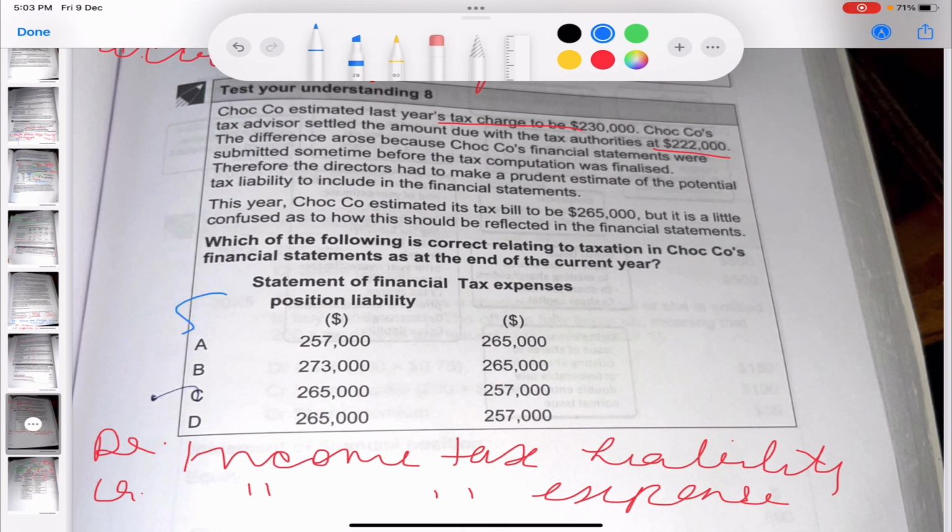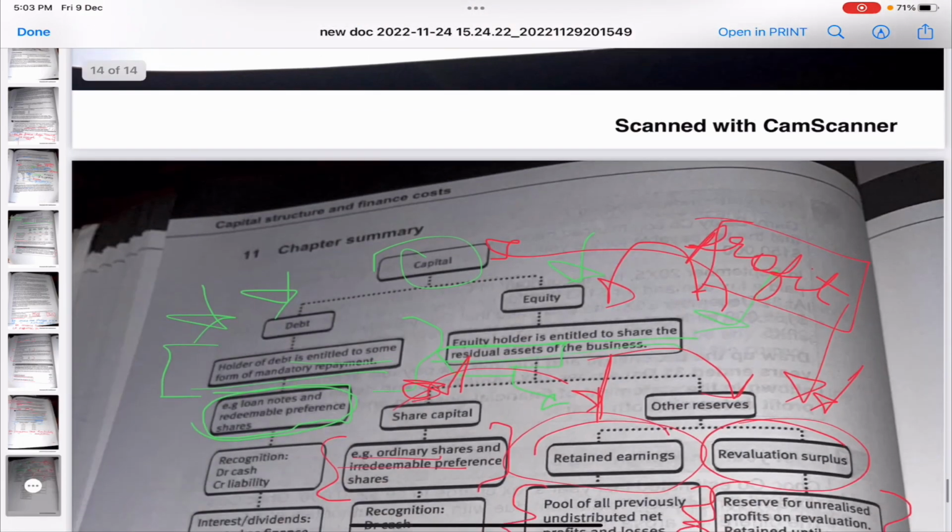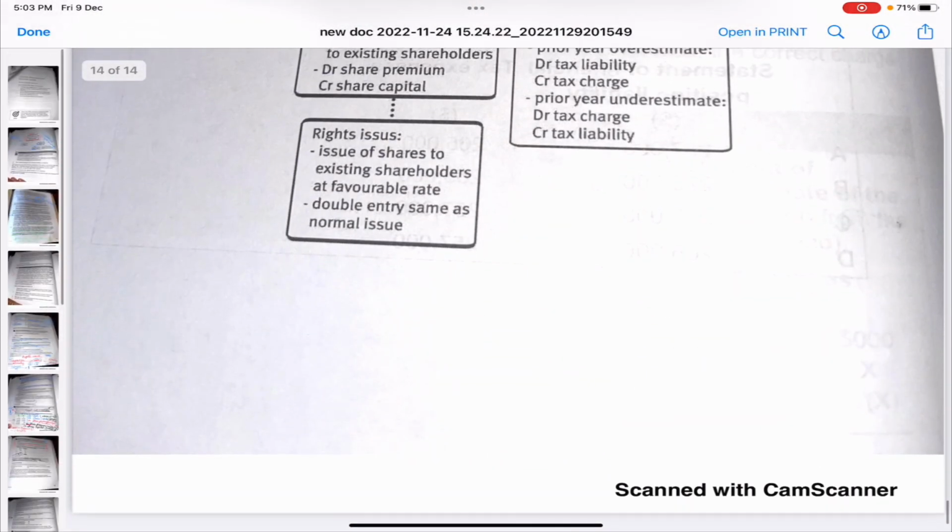This is the previous year's; this year, this much is the tax charge. So you are going to charge normally, income tax charge account debit and credit the liability with this much. And how are you going to show it in the books? Tax expenses, you know what the tax expenses would be for the current year. So just put that for the current year, and financial position is the balance sheet. So that's it. We are done with the chapter.